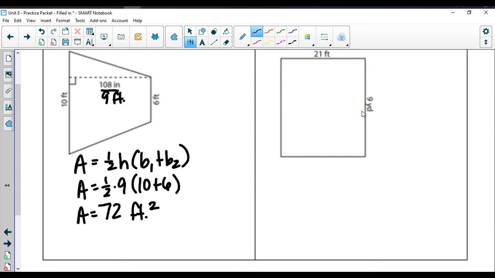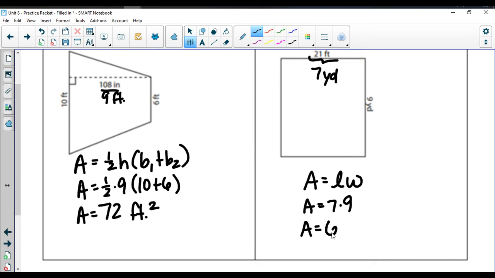For this next example, I see feet and yards. I'm going to just change it to yards because I can divide by 3 pretty easily here. Area for a rectangle is length times width, so I'm going to do 7 times 9. So my area is 63 yards squared on this example.